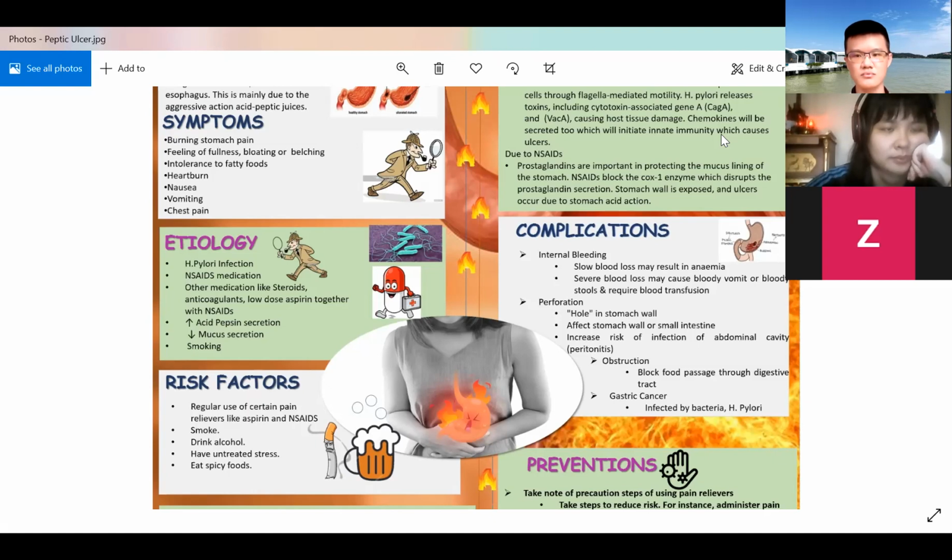And if you're eating too much spicy food, when you eat more spicy food, it will actually increase your acid pepsin secretion. So when more acid is there inside your stomach, we'll have a higher chance of getting this ulcer. Okay, I think that's all for my part. I'll pass to Tan for complication.